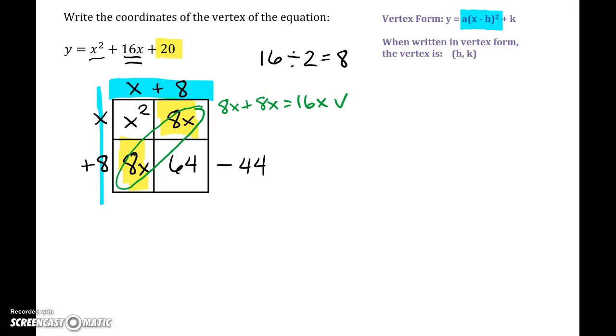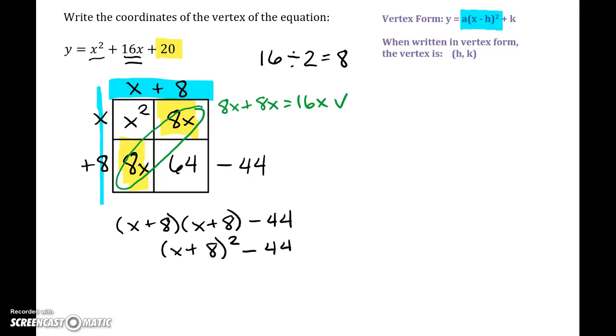So now that we have our area diagram complete, we can write our equation in vertex form. So our area model, because the two sides are equal, we can write it as a perfect square. So our two sides to start with are x plus 8 by x plus 8. And we also have this minus 44. But as I said, since the two binomials are equal, or the side lengths are equal, we can write it as a perfect square. So now it can be written as (x plus 8) squared minus 44. So now our equation is written in vertex form.